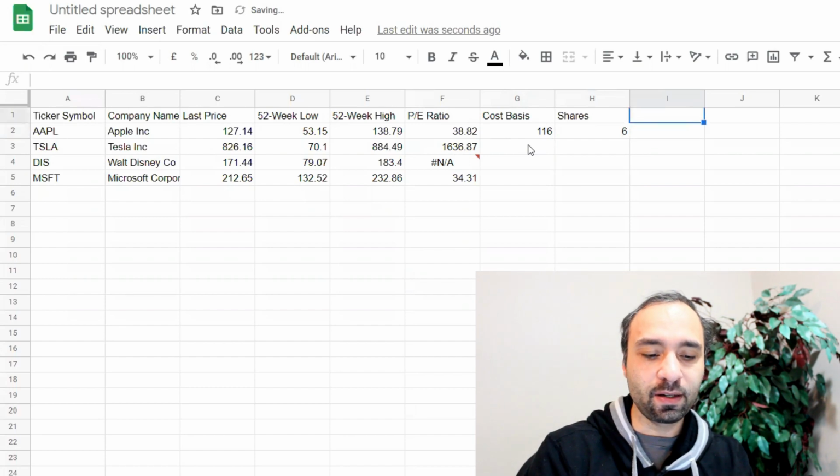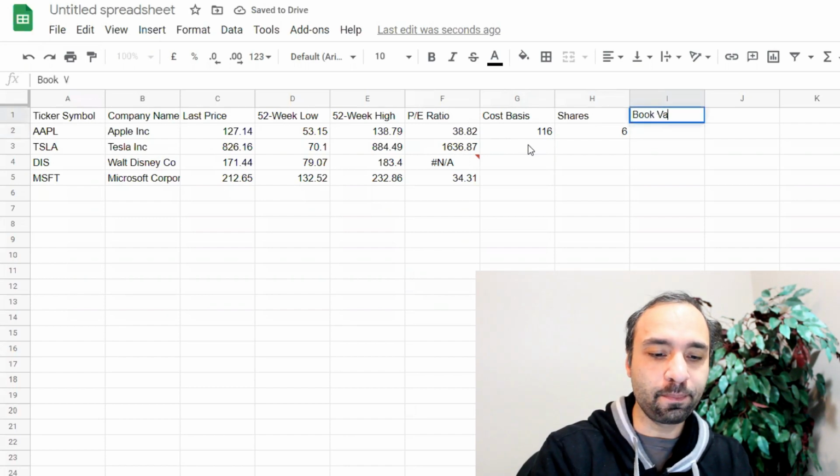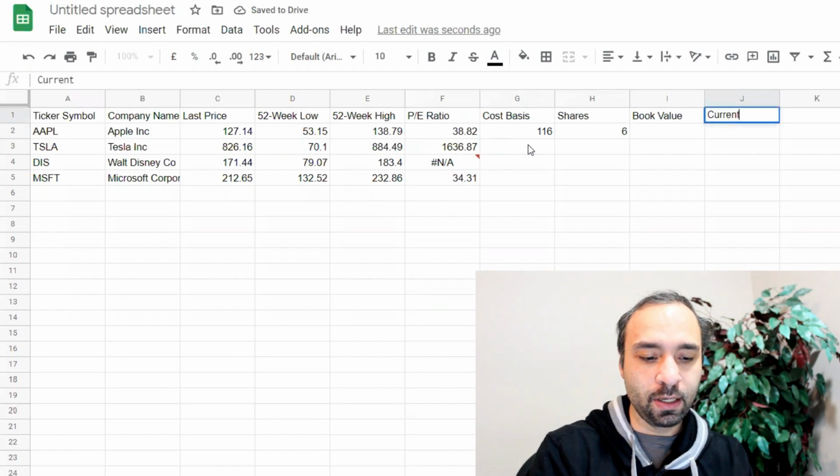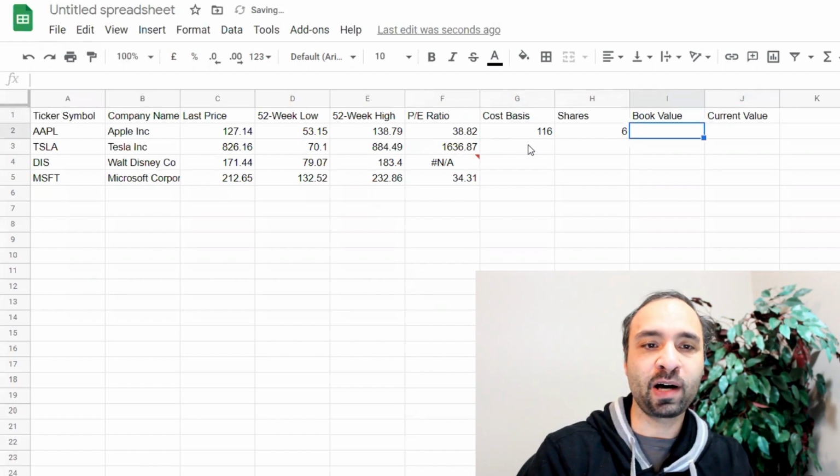Now, here's where I want to add a couple more details. So what is my book value and what is my current value? Book value is how much you paid to buy the stock.